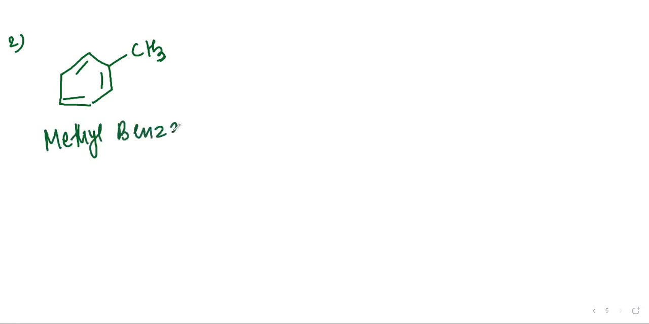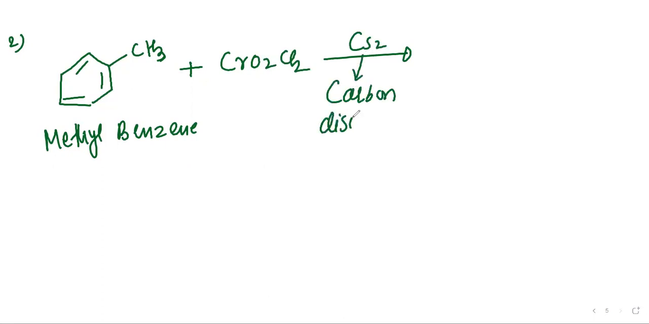Now see the next, second example. The intermediate compound X in the following chemical reaction is: methyl benzene. This is your benzene compound, alternate pi bond, and when I write CH3 after removing one hydrogen, it is called methyl benzene. When it reacts with CrO2Cl2 in presence of carbon disulfide, right? This is chromyl chloride.